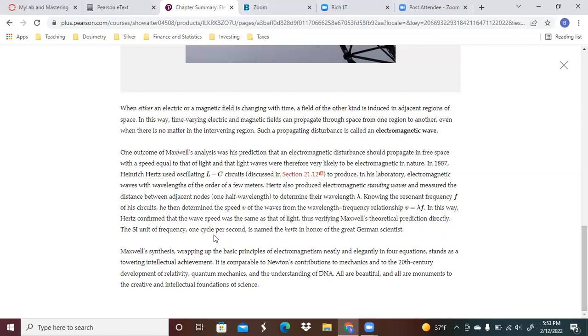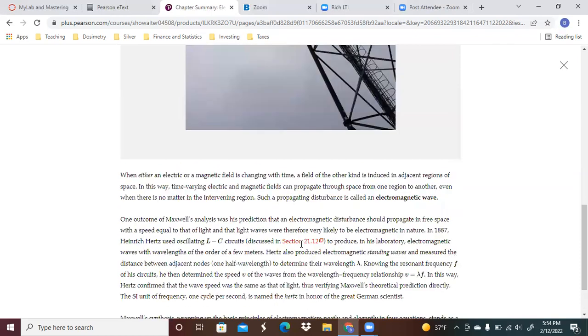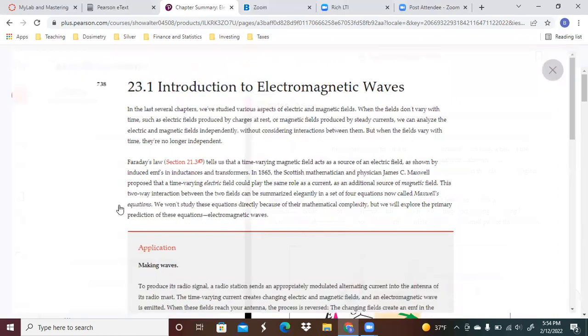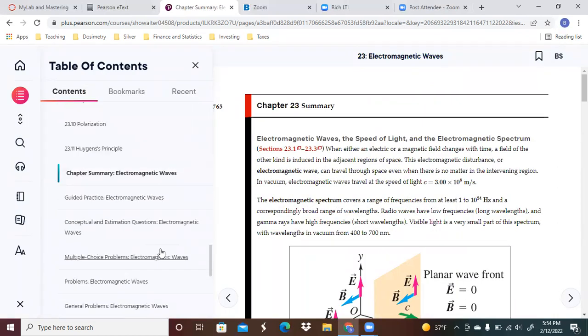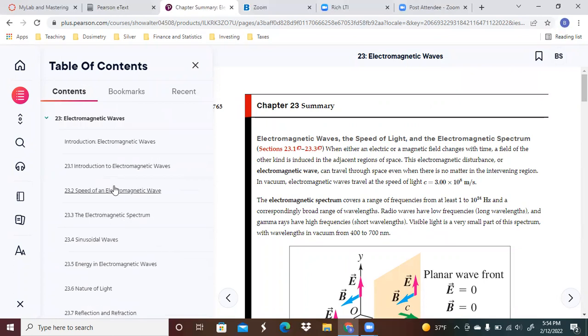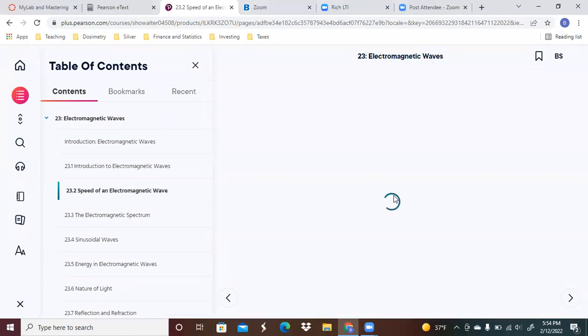So the SI unit of frequency, or 1 cycle per second, is named the Hertz in honor of Heinrich Hertz. So the synthesis, wrapping up the basic principles of electromagnetism neatly and elegantly in 4 equations, is one of the biggest achievements that we have actually made up to this point. It is comparable to Newton's contributions to mechanics and to relativity, quantum mechanics, DNA. It actually is, without exaggeration, highly important in our understanding of how you can deal with matter and waves.